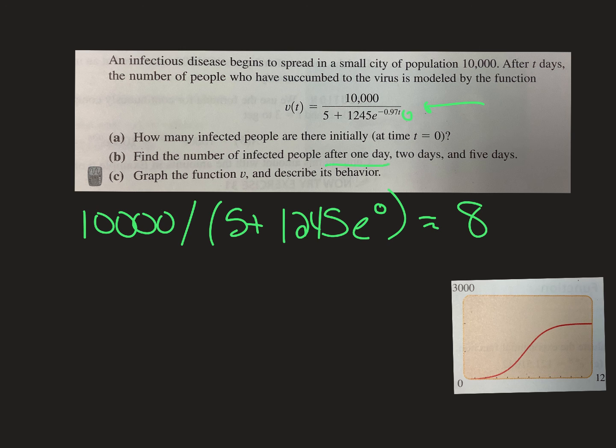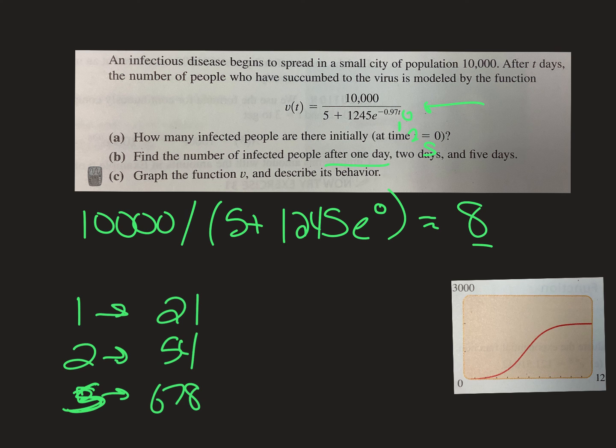There's 8 people sick the first day. Now, after 1 day, obviously I'd put in 1 right there. After 2 days, I'd put in a 2. And after 5 days, I'd put in a 5. Instead of showing you all that work, I'm just going to show you what happens here. When I plugged in the 1, after 1 day, 21 people. So from 8 to 21. The second day, up to 54, because it's growing exponentially. The fifth day, all the way up to 678 people.